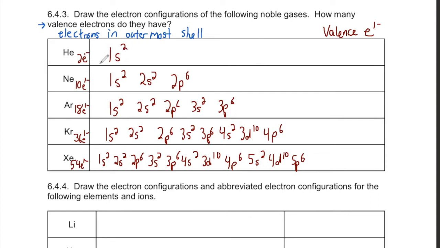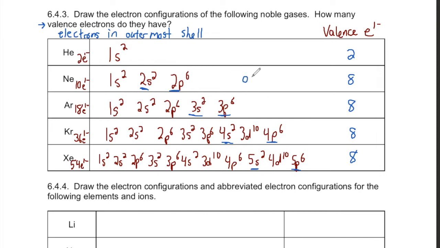So for the outermost shell of helium, that's pretty easy. It only has one level, level 1, and the number of electrons in level 1 is 2. For neon, the outermost shell is the level 2 shell, and there are a total of 8 electrons in that shell. For argon, the outermost shell is the 3rd one. There are 8 electrons in there. For krypton, the outermost shell is the 4th one. There are 8 electrons in there. And for xenon, the outermost shell is the 5th one, and there are 8 electrons in there.